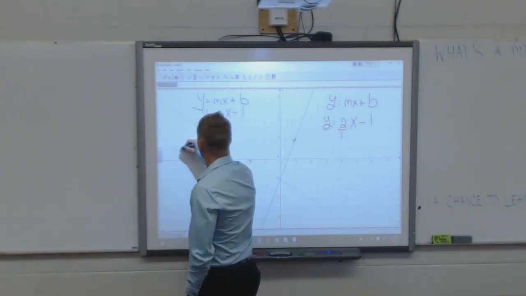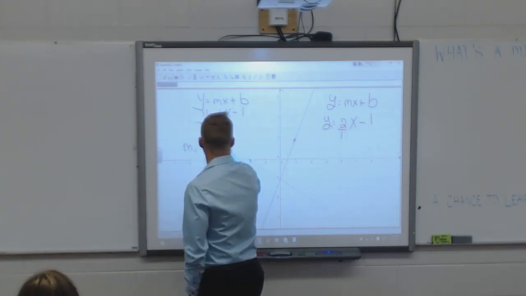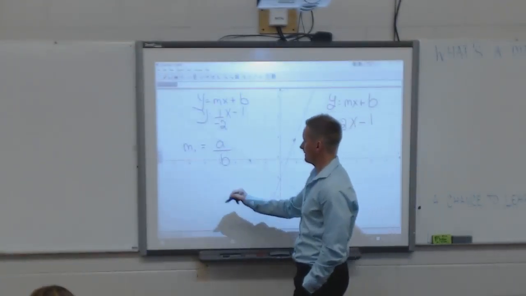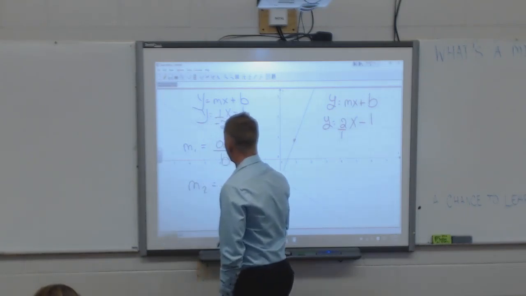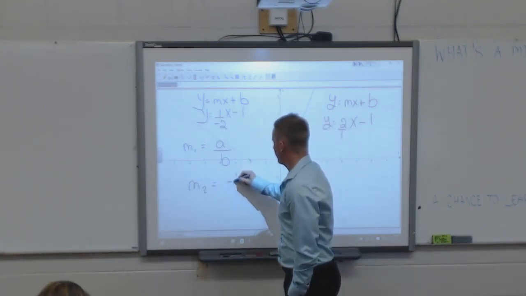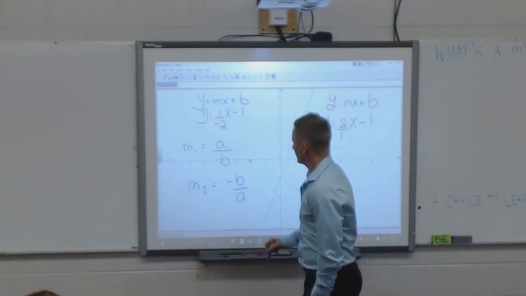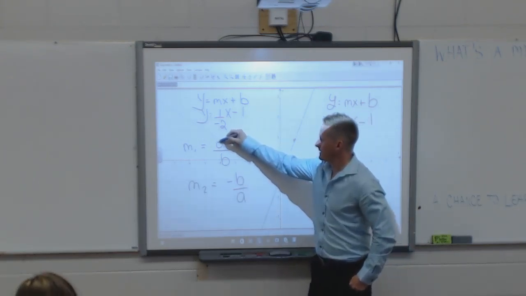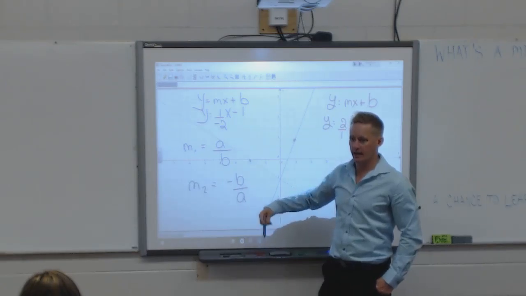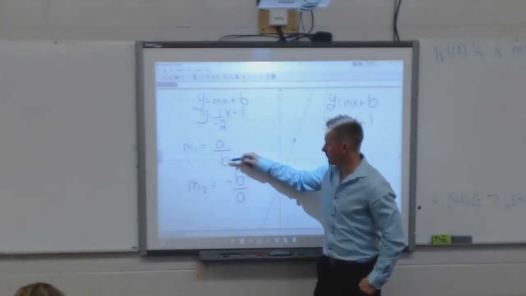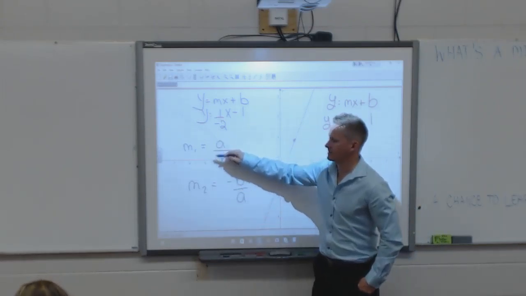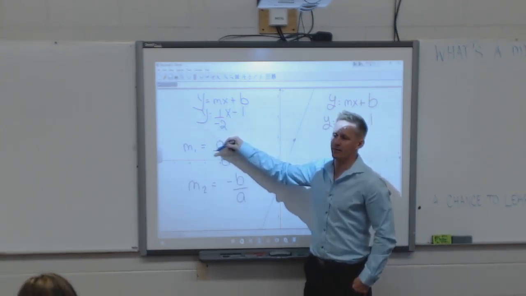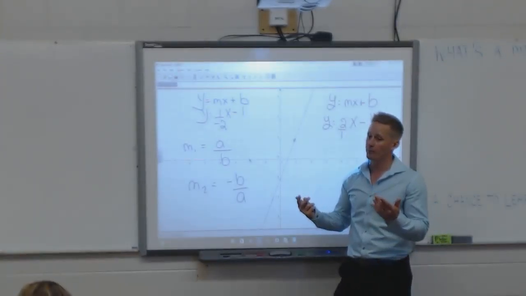So what does that mean? Well, if the slope of line 1 is a over b, so just two numbers, a number a and a number b, and the slope of my second line is minus b over a. So it doesn't matter where the negative is. All it means is that I take the first fraction, I reciprocate it, I flip it, so a over b becomes b over a, and they have the opposite sign to each other. So if this guy's positive, this has to be negative. That's all that means.